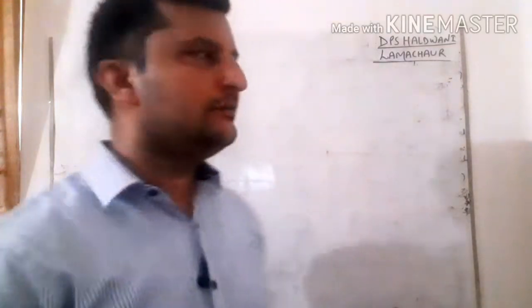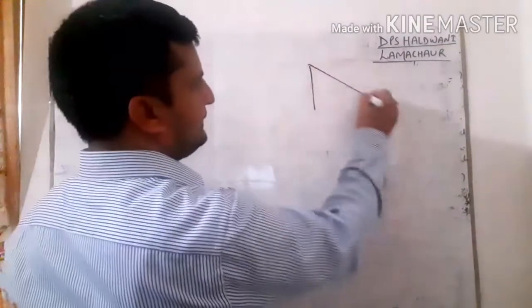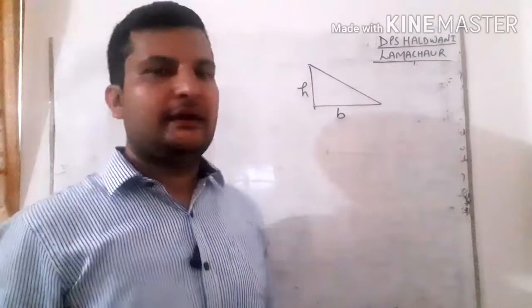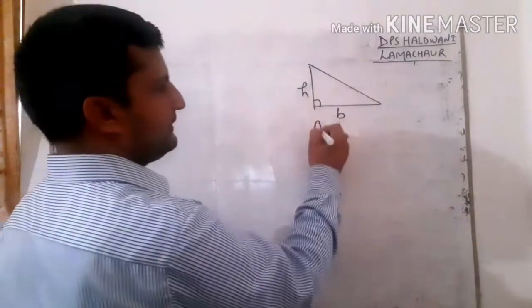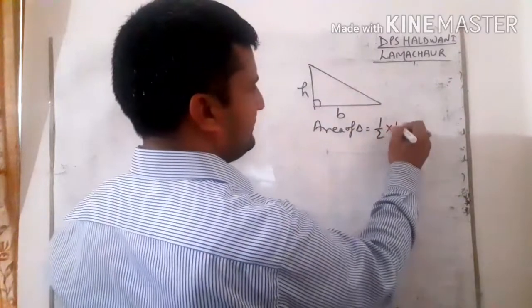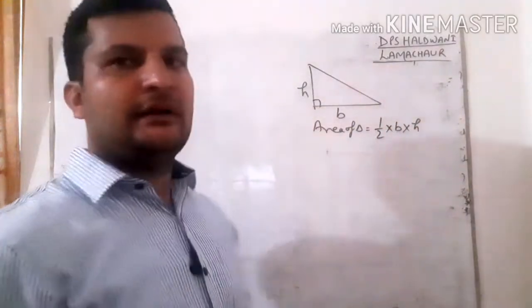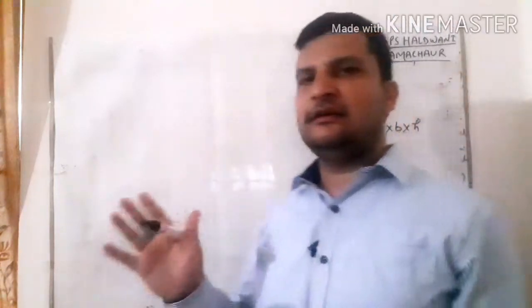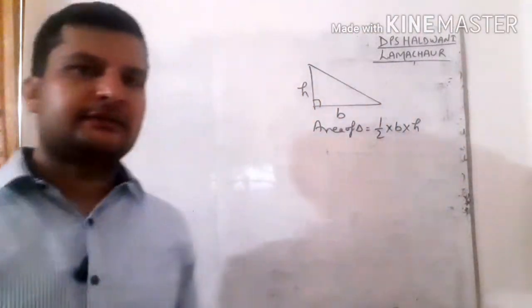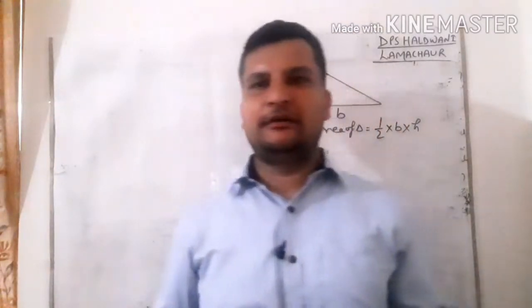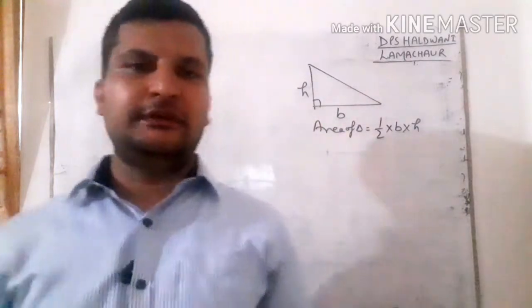In earlier classes, we learned how to find the area of a triangle. If the triangle is a right angle triangle, suppose the base is B and the height is H. The area of a triangle is equal to half into base into height. If the triangle is a right angle triangle, we can find the area easily. But a scalene triangle means all the sides are unequal. So how can we find the area of these types of triangles?